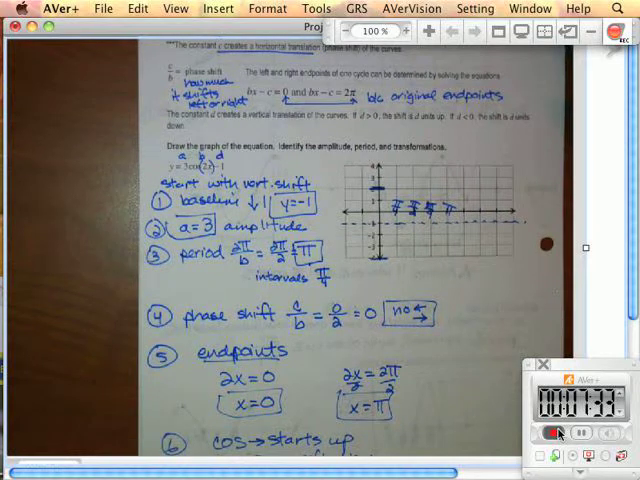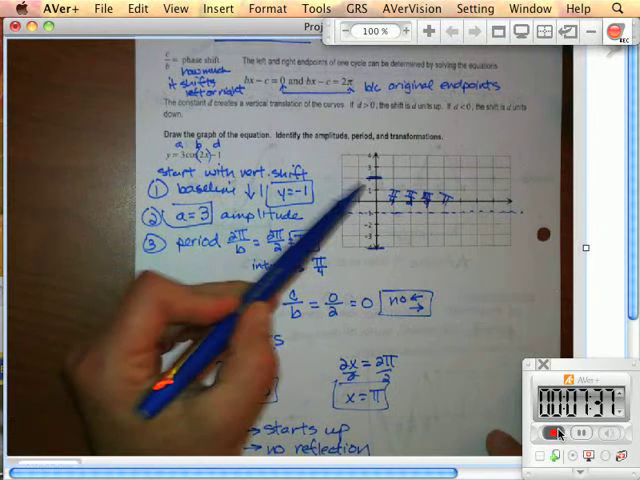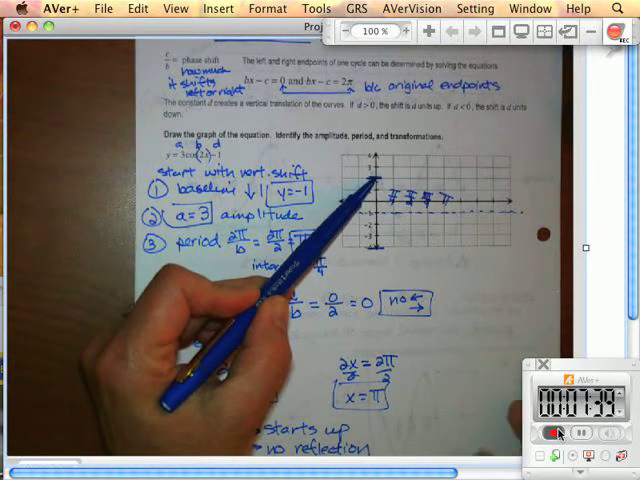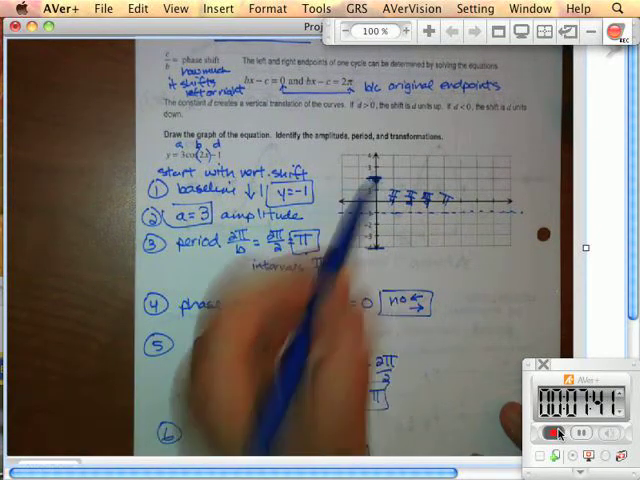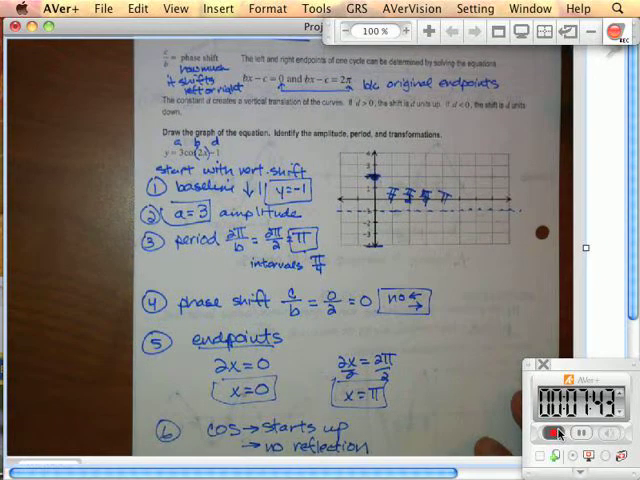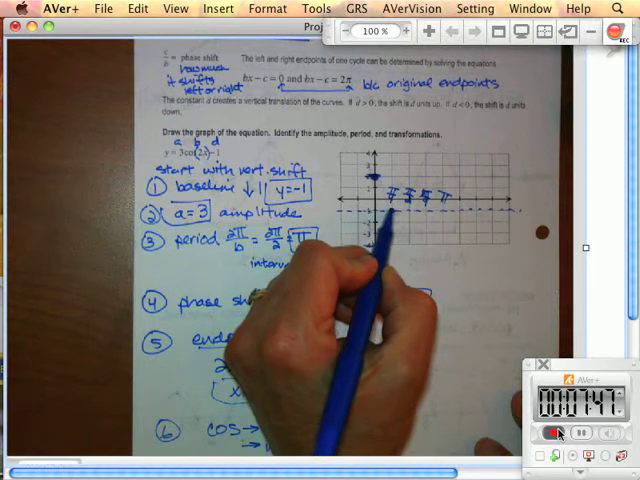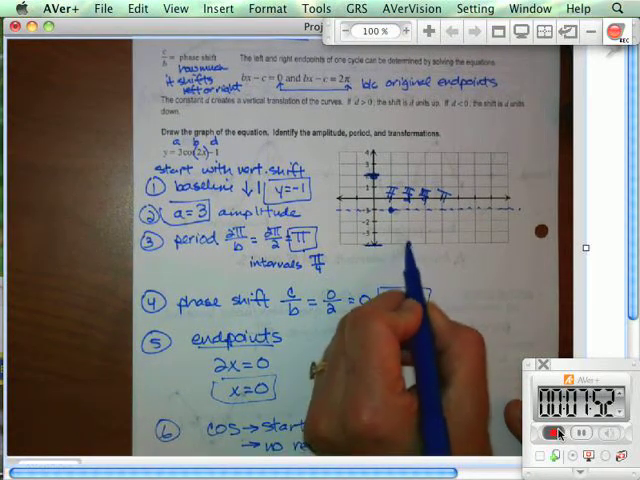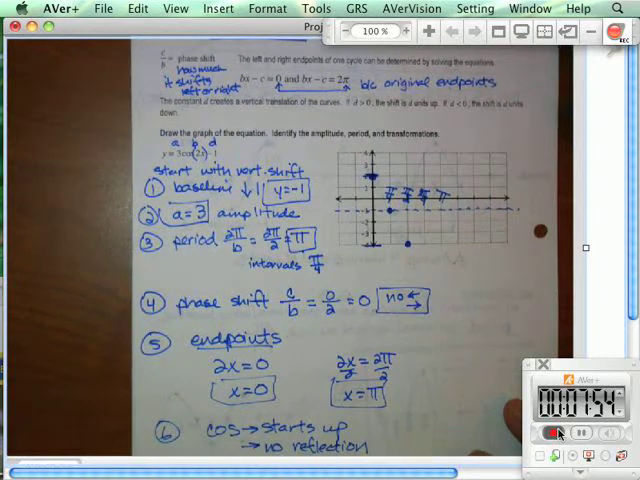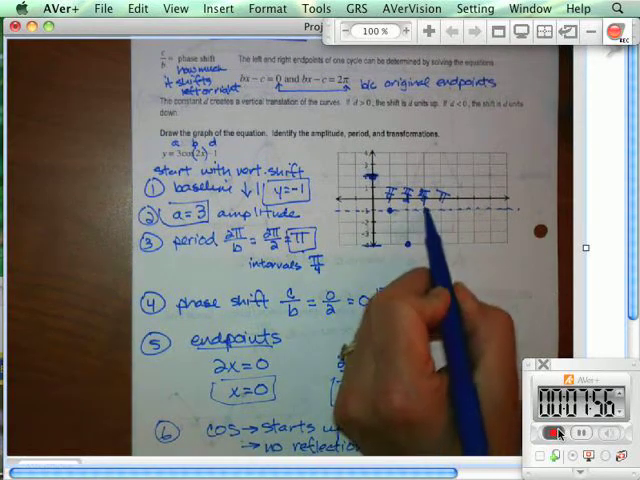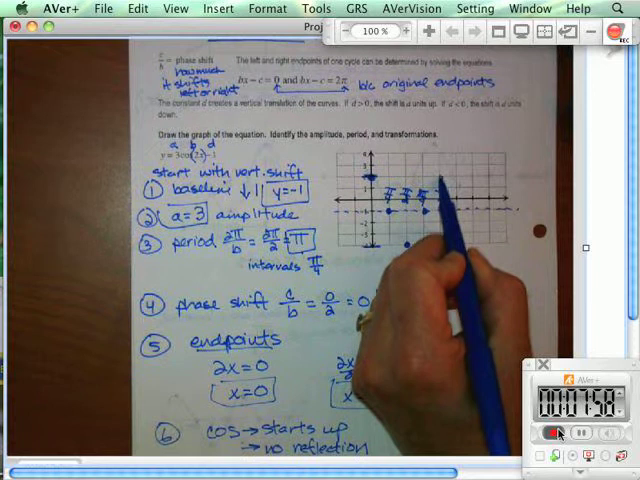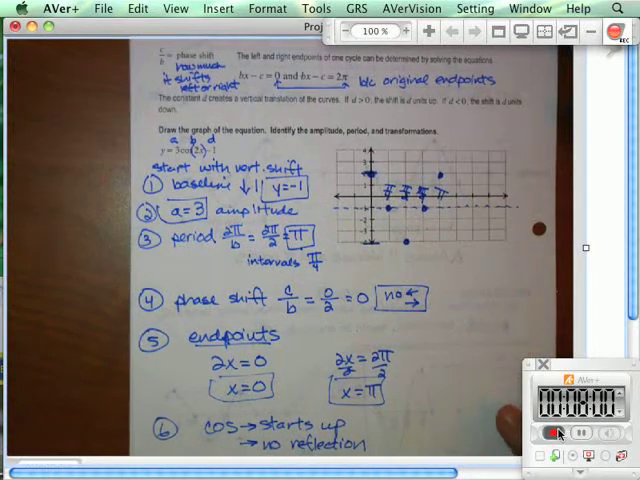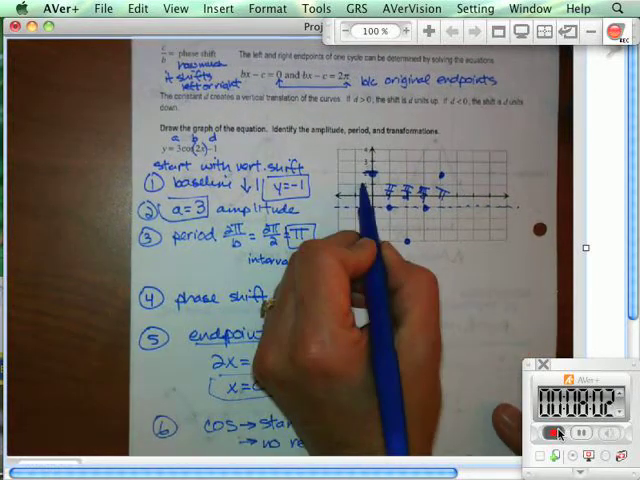Where am I starting? Where's my first point? Right here, correct? That's my first point. How many points do I have when I draw one of these cycles? 5 points. I told you that yesterday. So I go down to the baseline for the next point. Then I go down here for cosine. Back up to the baseline, and then back up to the higher amplitude there. And then you connect them.